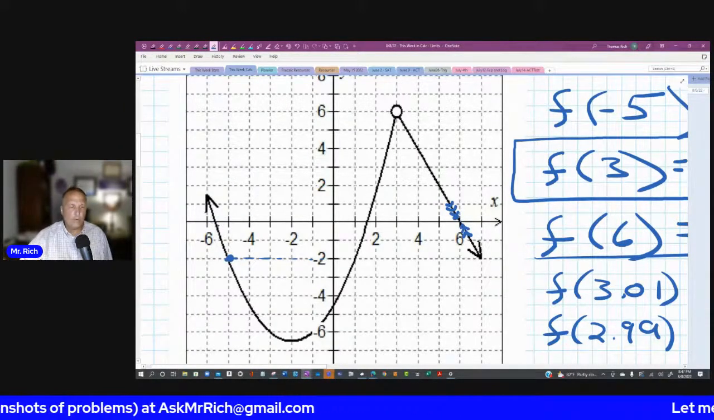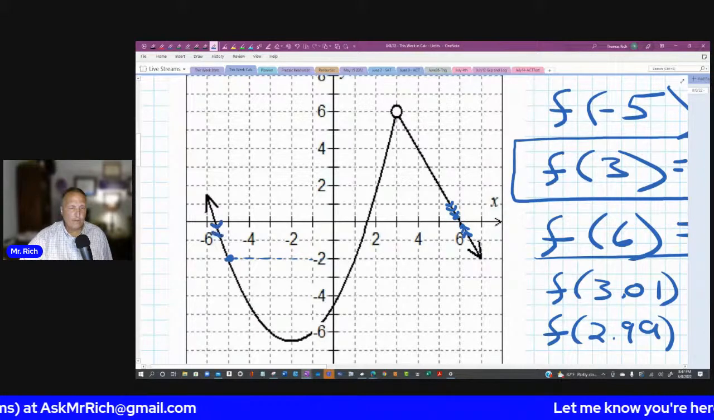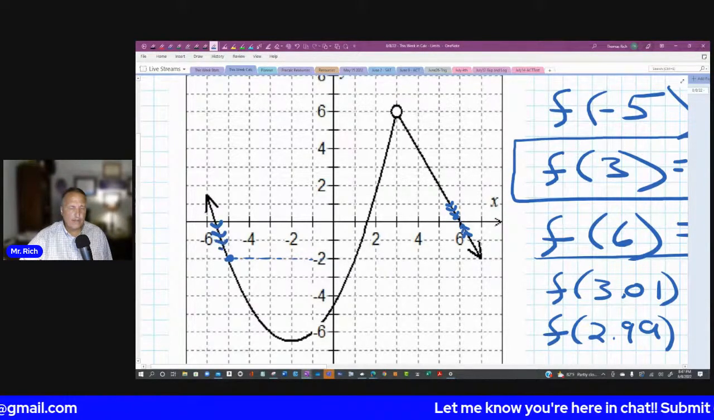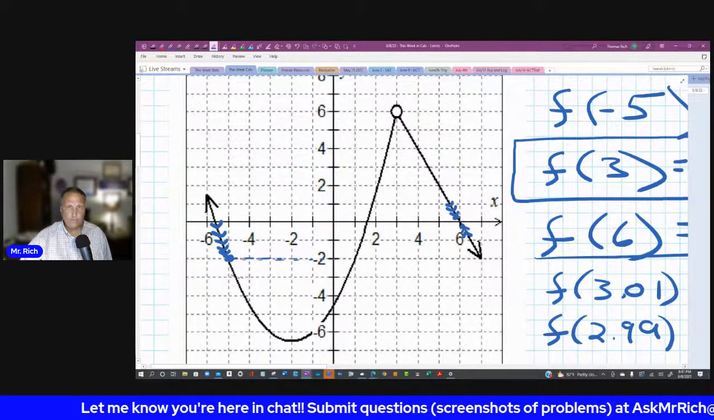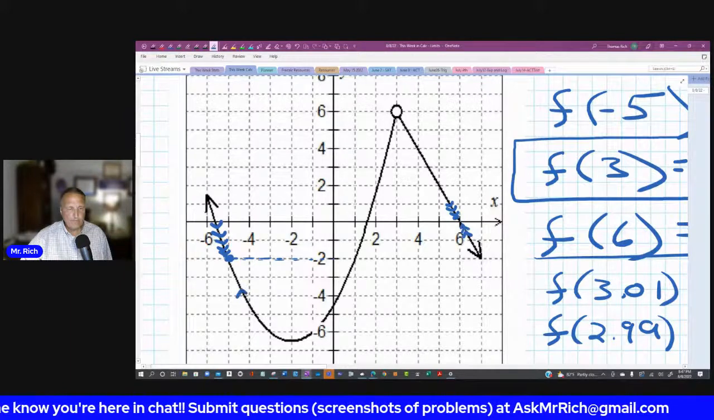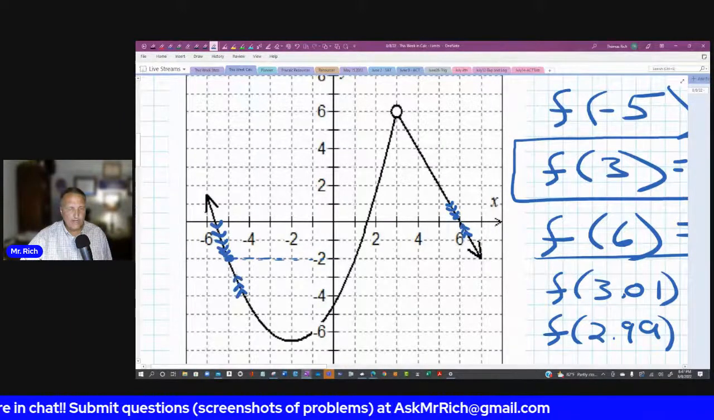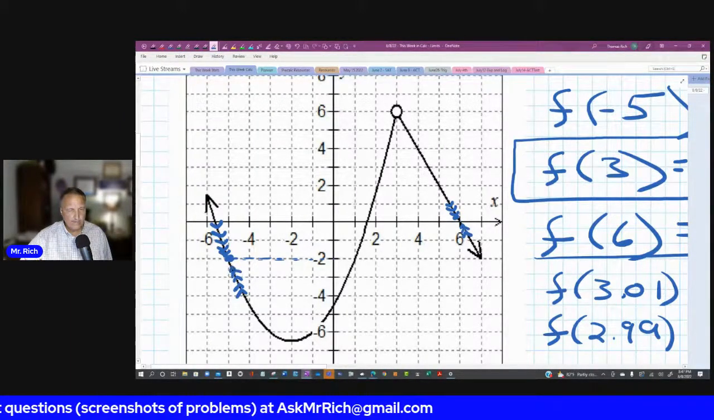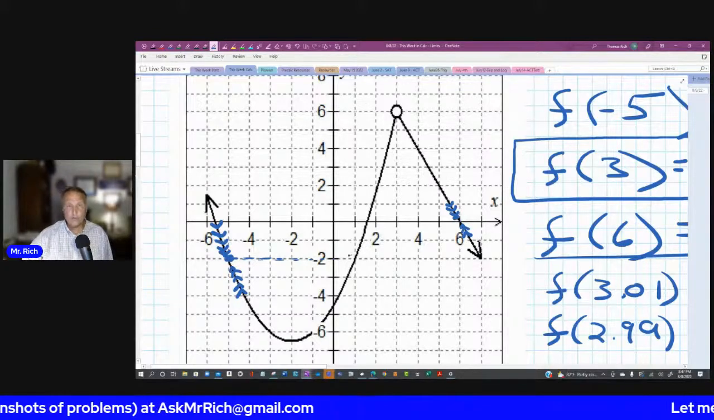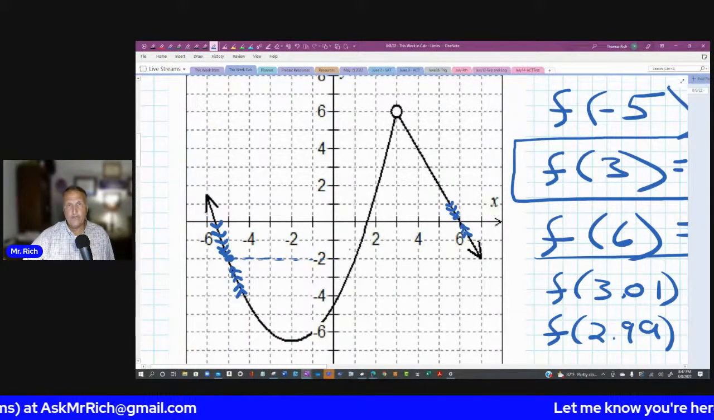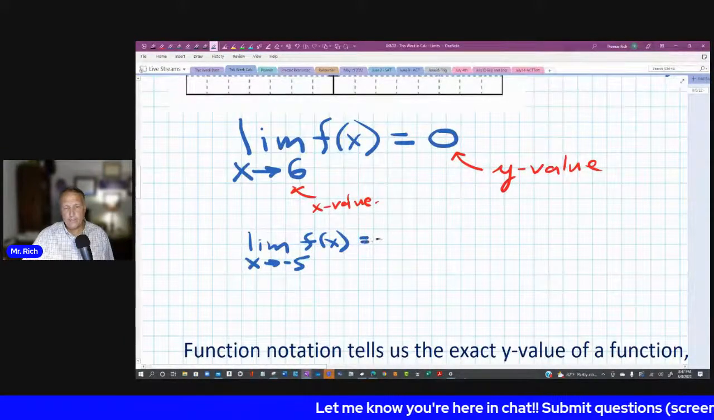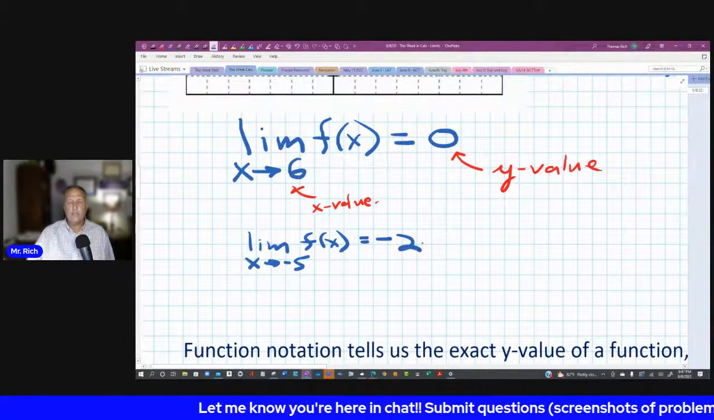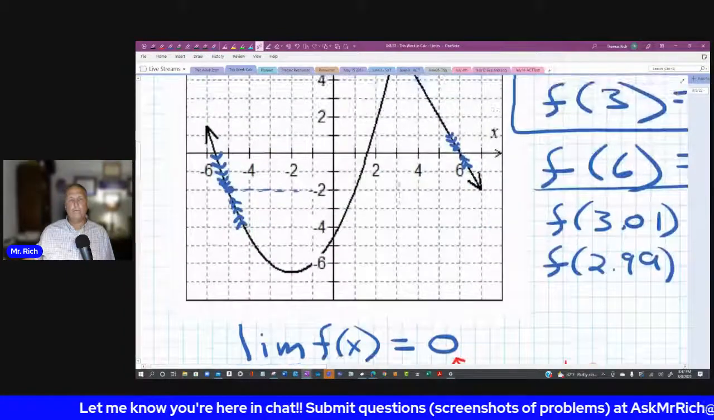So in other words, if I come in here, the closer I get to x equals negative 5, I get really, really close to negative 2. And as I come in from the right-hand side, the closer and closer and closer I get to x equals negative 5, I get closer to negative 2. And so we could say that this is equal to negative 2.